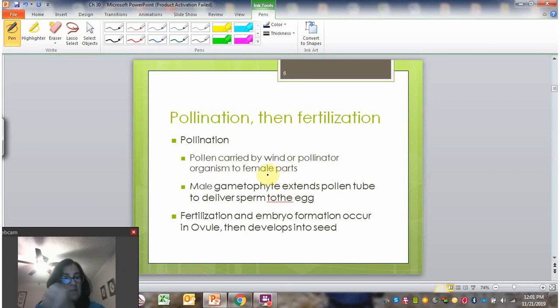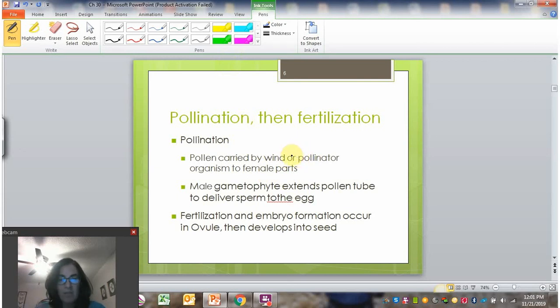So the pollen is this grain, almost like little dusty stuff. A lot of times it's yellow. You've probably seen it at some point on your car at certain times a year. And those grains get delivered to the female parts of a plant.